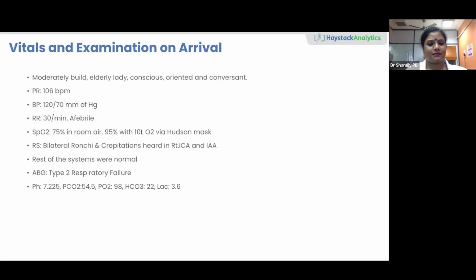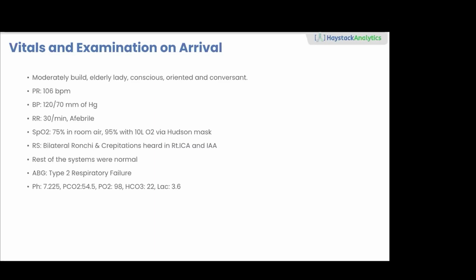On examination, she had bilateral bronchi and crepitations in the right infraclavicular as well as intra-axillary areas. The rest of the system examination was normal, and ABG showed a type 2 respiratory failure with a pH of 7.22, PCO2 of 54.5, and PO2 of 98, a bicarb of 22, and lactate of 3.6.